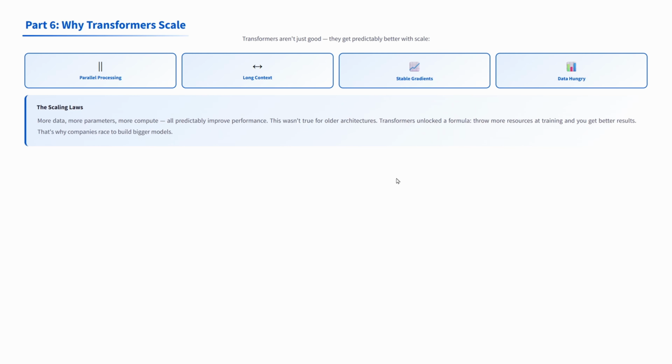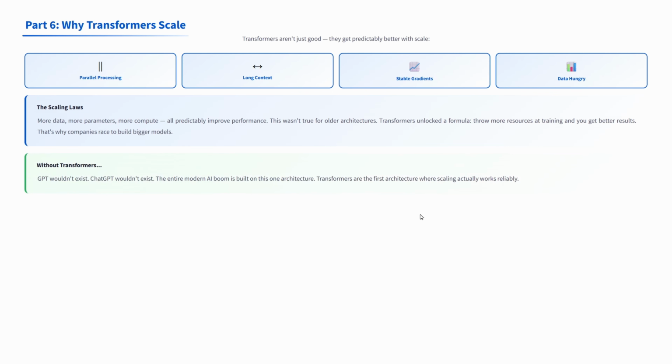Research has shown consistent scaling laws. More data, more parameters, more compute. They all predictably improve the performance, right? That's a law, a scaling law. Double compute, get consistent improvement. This formula is why companies race to build bigger models, because with transformers, bigger reliably means better.